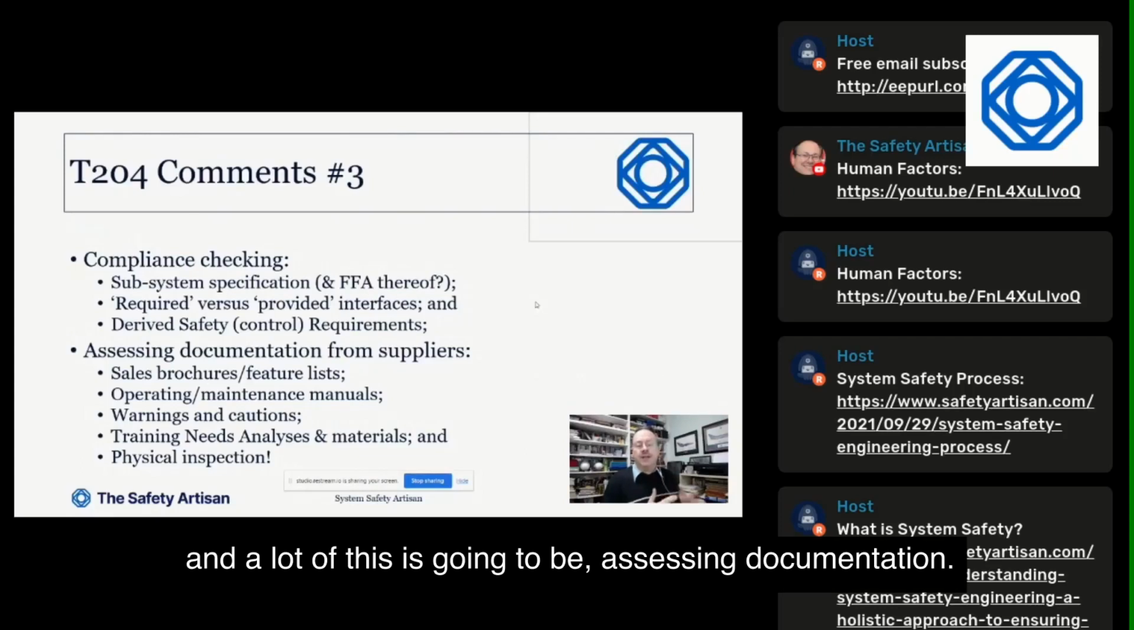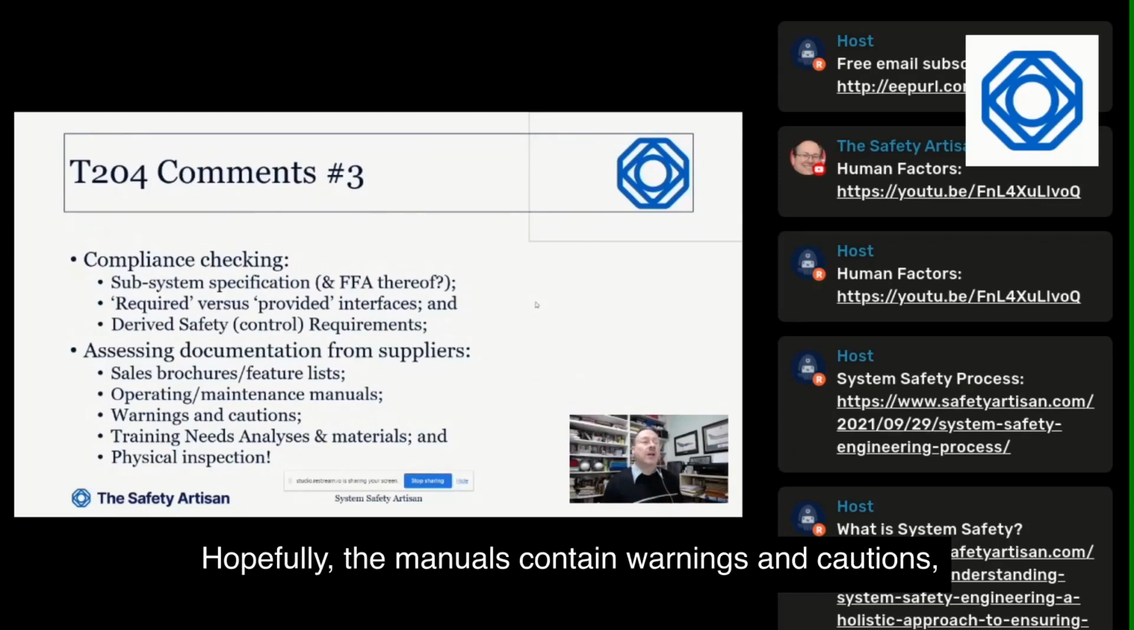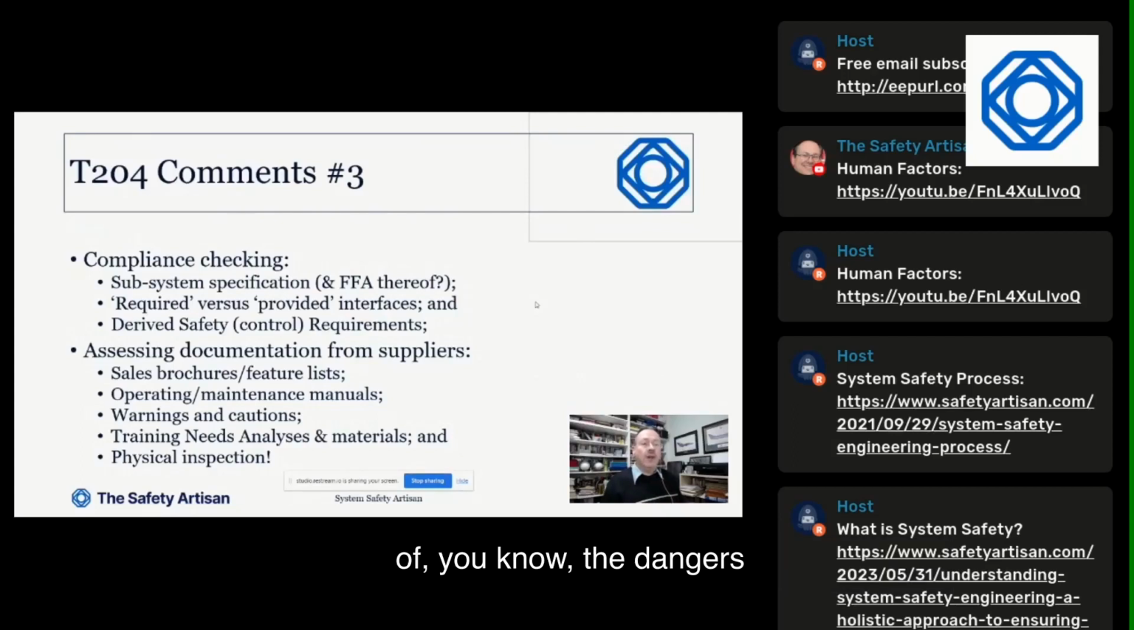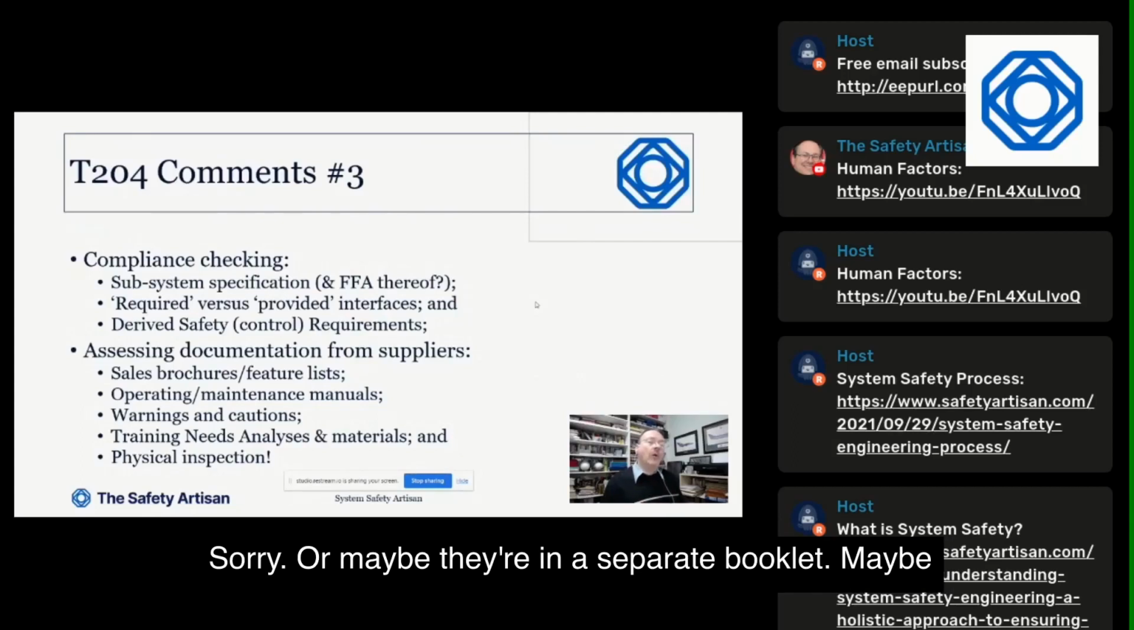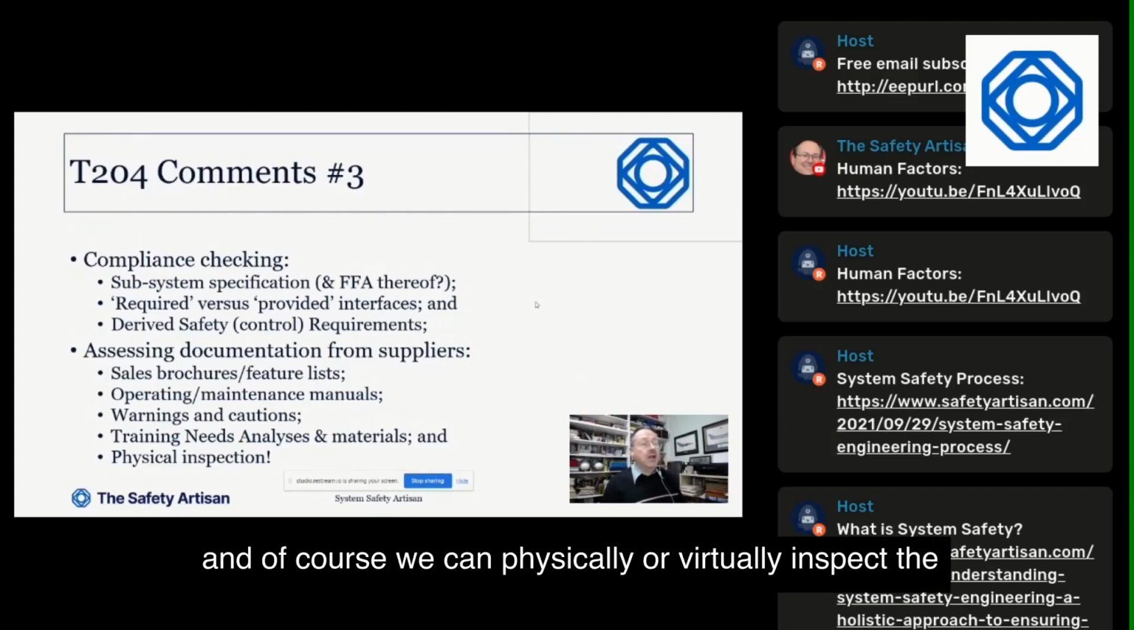And a lot of this is going to be assessing documentation. So as I said, it might be salesy stuff, it might be manuals. Hopefully the manuals contain warnings and cautions of the dangers of the system, or the subsystem, sorry. Or maybe they're in a separate booklet. Maybe we've got a training needs analysis and training materials. And of course, we can physically or virtually inspect the system.